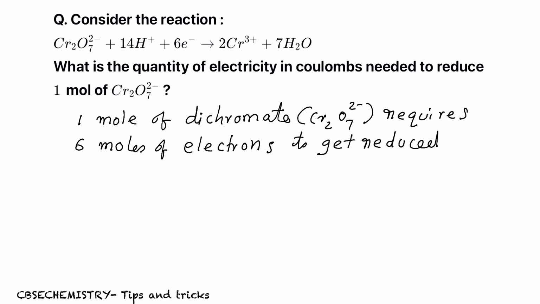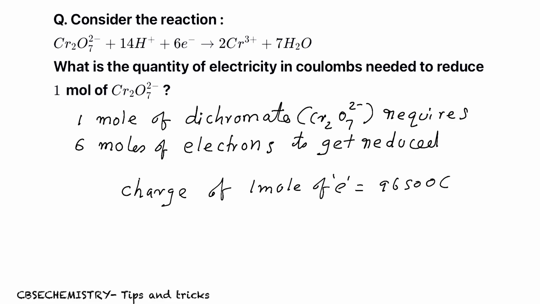Correct, right? Now, what is the charge of 6 mole of electrons? What is the charge corresponding to 6 mole of electrons? We know the charge of 1 mole of electrons is 96500 coulomb.